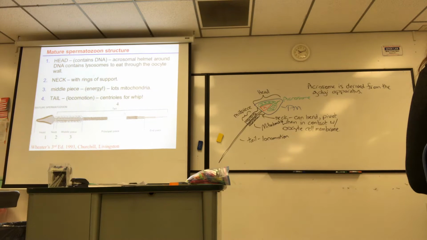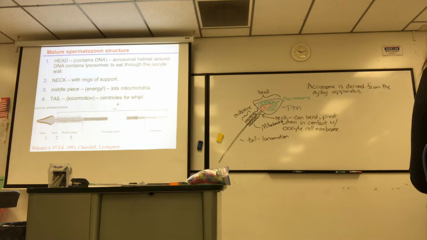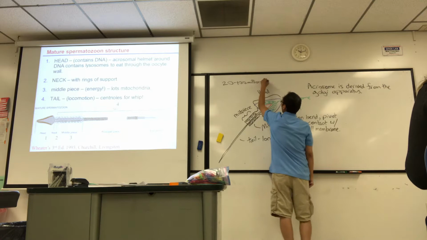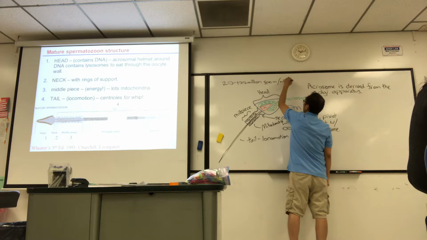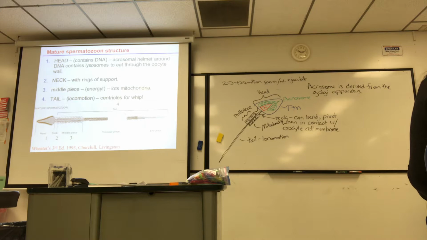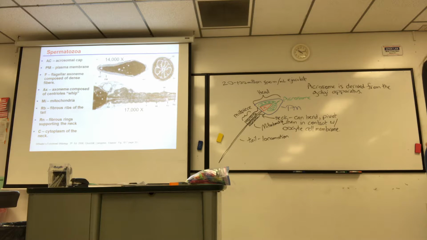So in an average ejaculation, you want about 100 million, well, the range is something like 20 to 100 million sperm per mil of ejaculate. That's kind of standard there. So these, 20 to 100 million sperm per mil of ejaculate. Typical ejaculation is about 3 to 5 minutes. So you do the math. It's a few hundred million.